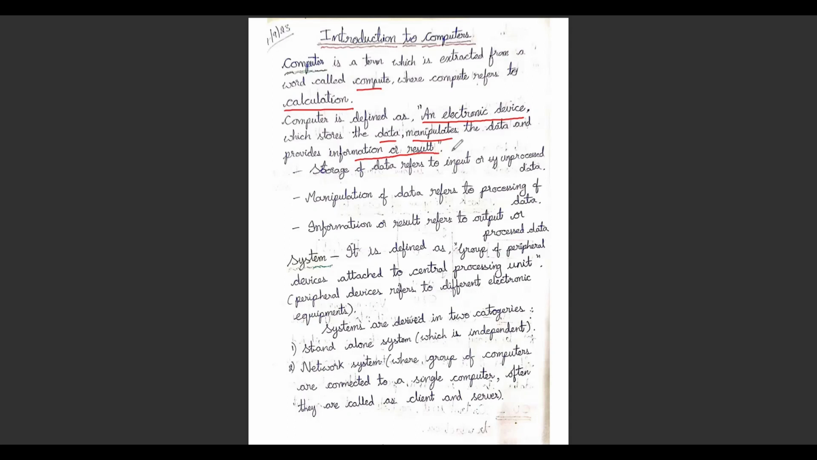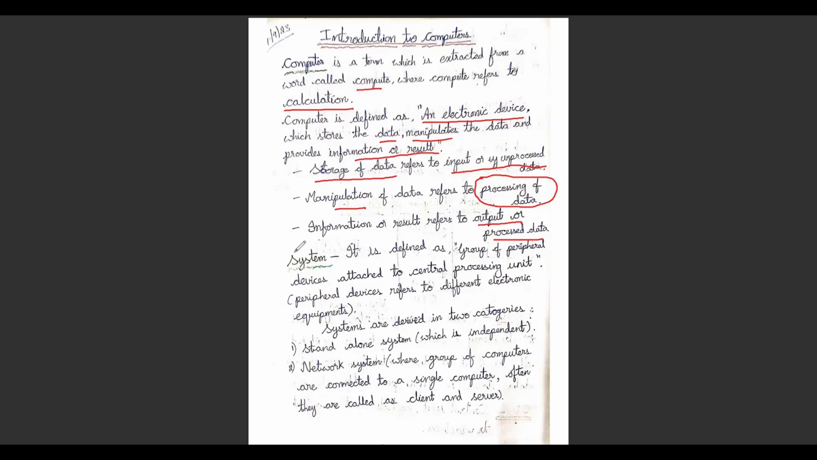So what do all these things mean? Storage of data refers to the input or unprocessed data. Whatever data you give initially, whatever data you store, that is unprocessed. Manipulation of data refers to processing of data, which means you perform some calculations. Information or the result refers to the output or the processed data. When you do some calculations, that is processing of data. Once you process the data, you get the processed data as your output.